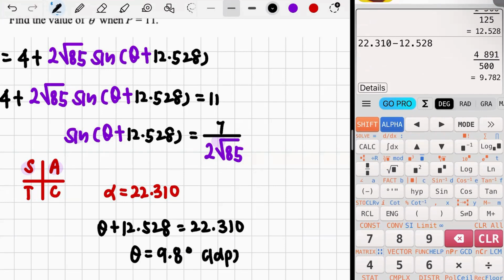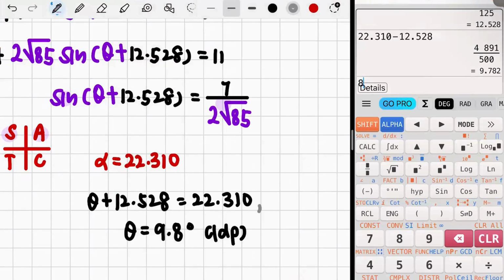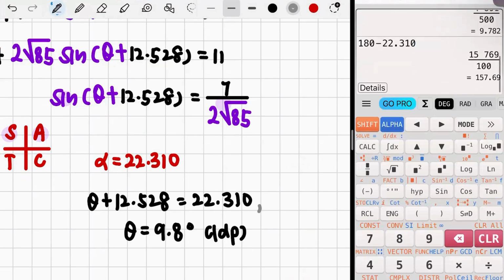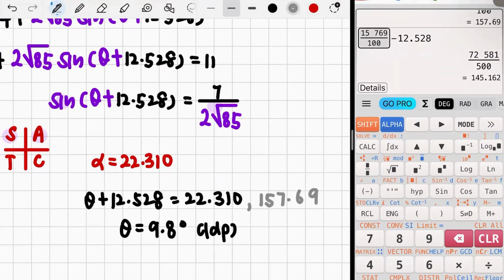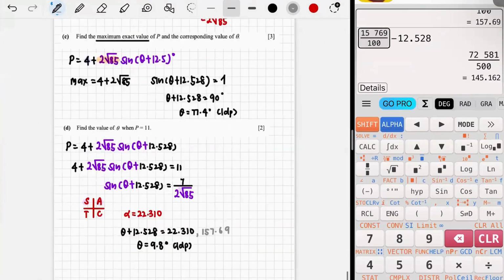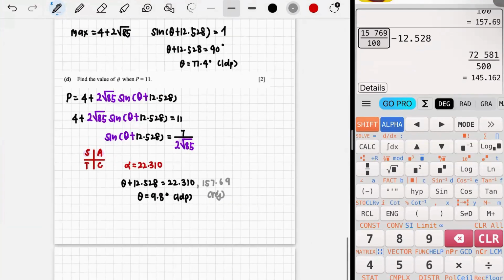Then the next thing is, let's say I try to check for the second quadrant, which is 180 minus this. When I minus this, I'll get 157.69. If I minus the 12.528, I'll get 145. Then you think about it, is it acute? Because we wanted theta to be acute, from the first part of the question, theta must be acute. So in this case, this one is not needed, so just reject. But it is good to check. Good habit to always, always, always check.